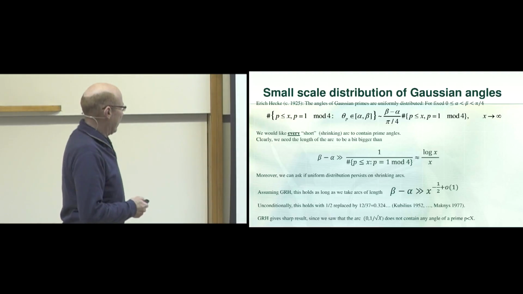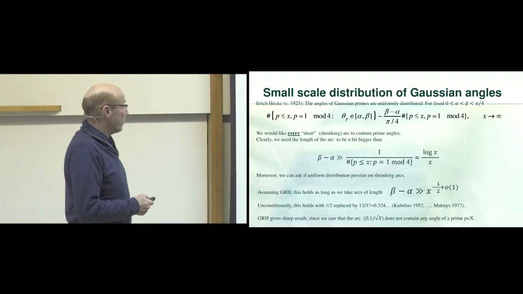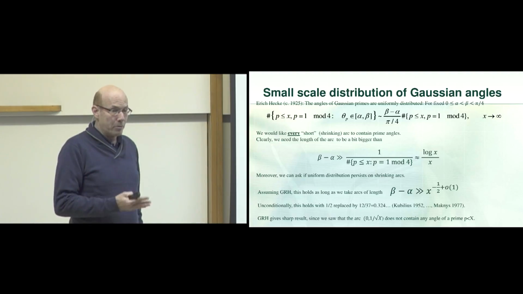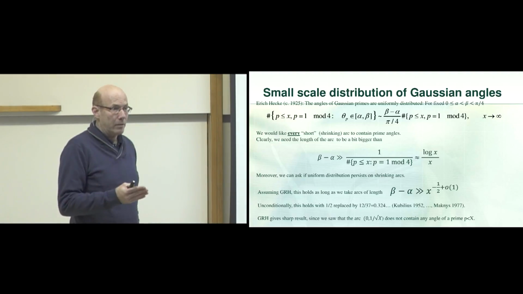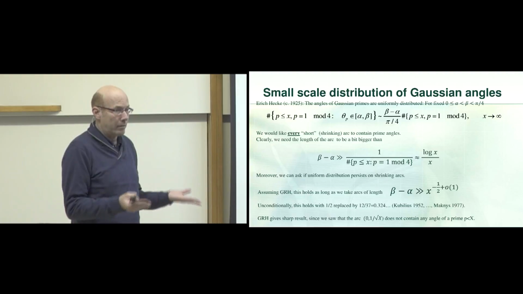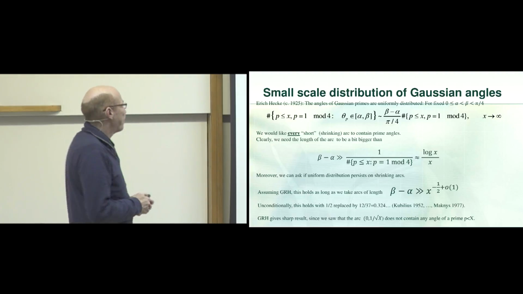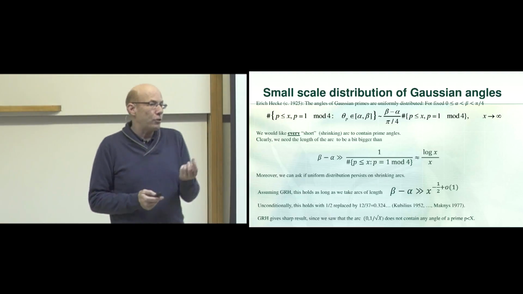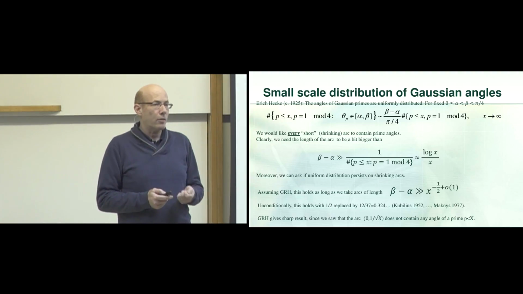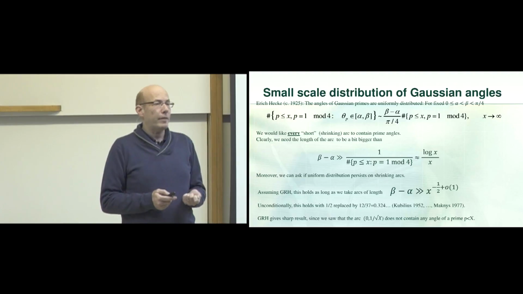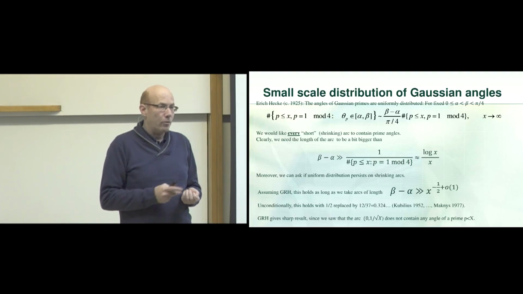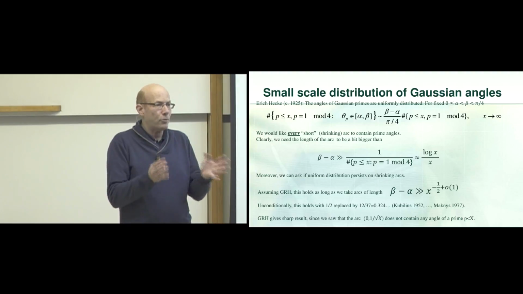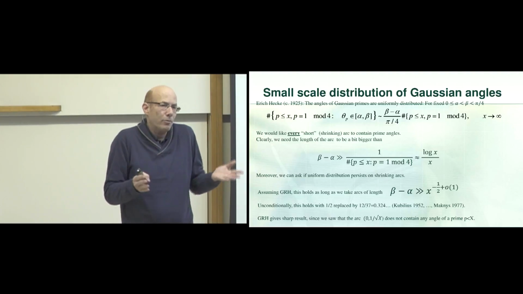And the question is, does this remain true if you look at shrinking segments? Is the proportion of angles which fall in short segments still the proportional length of the segment? An even simpler question is, does every short arc contain one of these angles? So I look at the first million primes, I get roughly 40,000 angles. Does every short arc contain them? Now, of course, the answer is no.